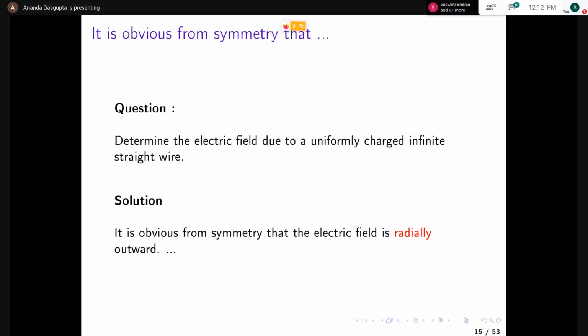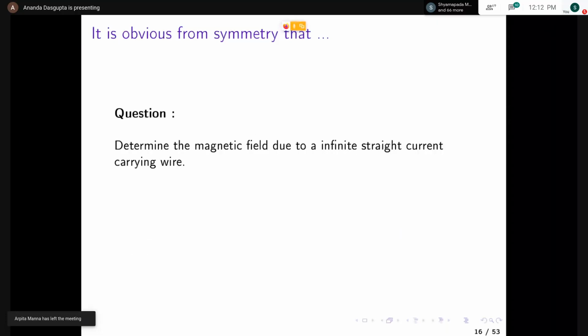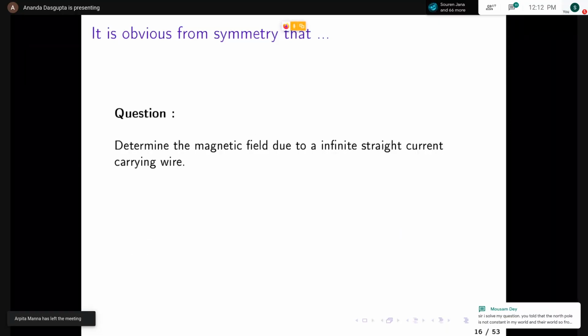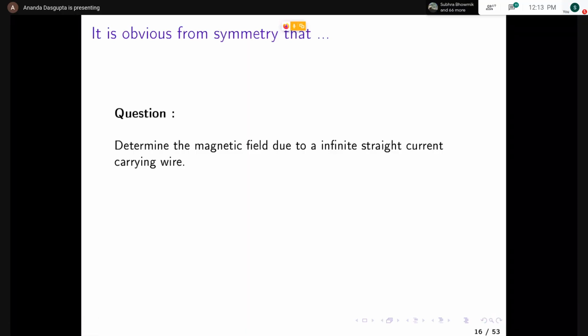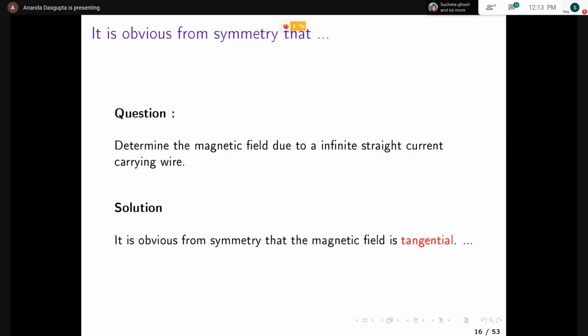But what I'm trying to draw your attention to is this. In almost every textbook, in almost every explanation of this, the solution starts: it is obvious from symmetry that the electric field is radially outwards. So, another question. Determine the magnetic field due to an infinite straight current carrying wire. Here, of course, you use Ampere's law to solve for the magnetic field. And the solution starts with: it is obvious from symmetry that the magnetic field is tangential.